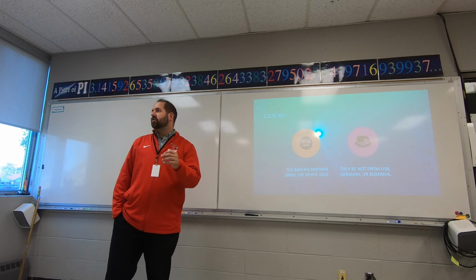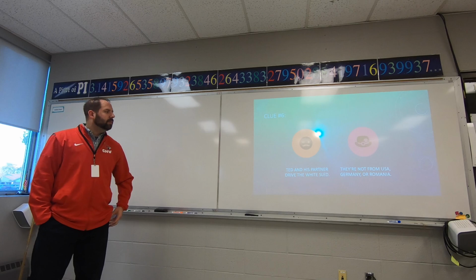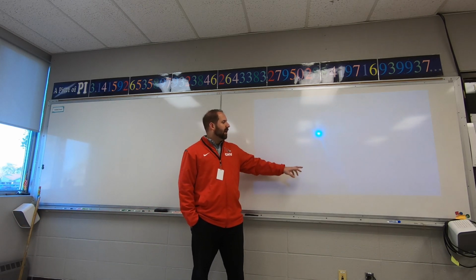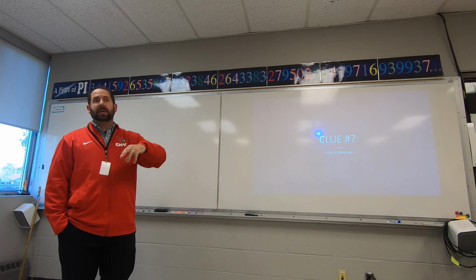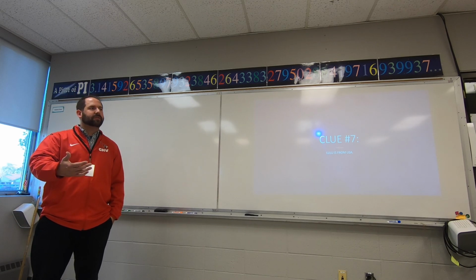You can figure out that Germany isn't green, so you can mark that off in the little country color chart area. Ted and his partner have the white sled, and they're not from Germany. So he wasn't with Connie. So now you can figure out that Germany isn't white. So those are little things. You can start putting these all together.